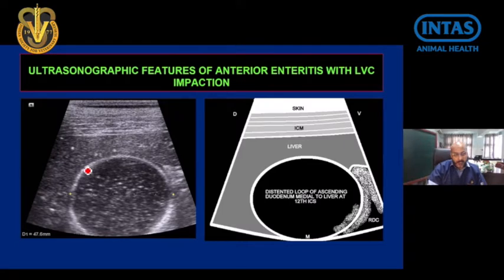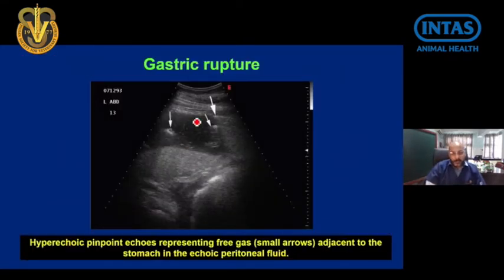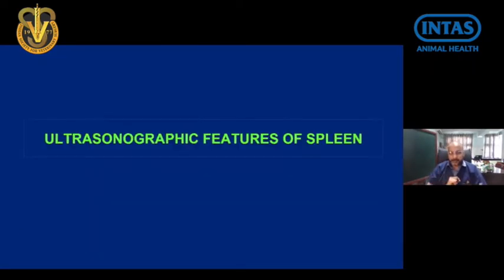This is again a sonographic image of anterior enteritis with impaction here. You can see a distended loop of the ascending duodenum, almost reaching the middle of the liver here. So position of the organ is very, very important. And this is the gastric rupture. At the 12th intercostal space, if you go to the ventral side, you will find a lot of fluid. When it is taken out, you will always look for the acidic pH here.